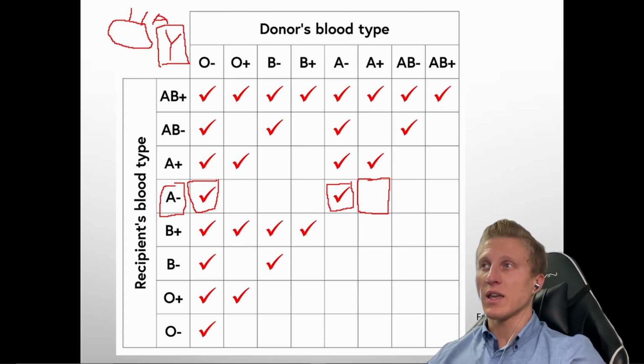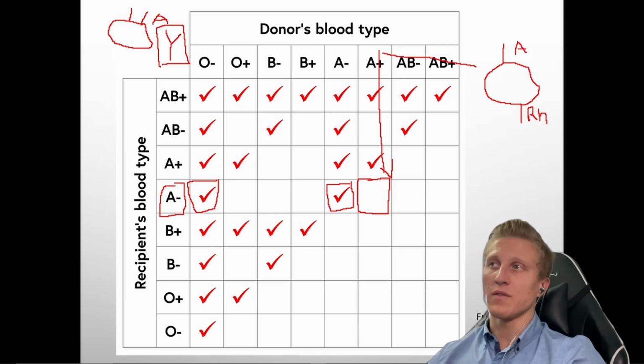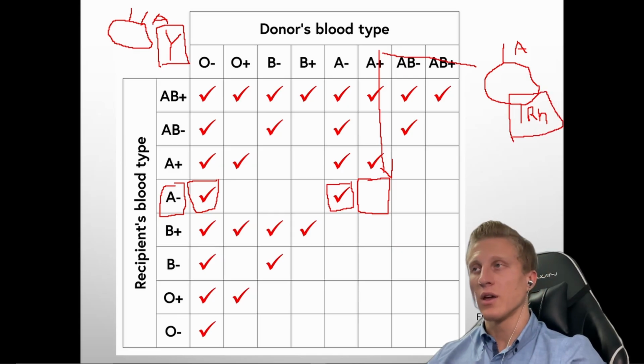Therefore, we should not give this patient A positive blood, because this blood type would have red blood cells that look like this, where we have the A antigens on our surface, but also this donor's blood has RH antigens on its surface, which we are at risk of interacting with. And this would be very bad. We don't want to expose our blood to this potential immune reaction.